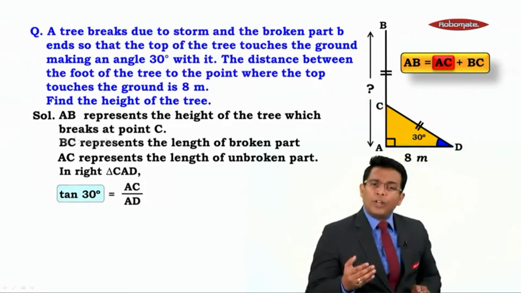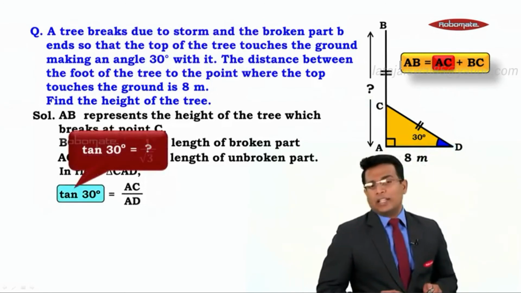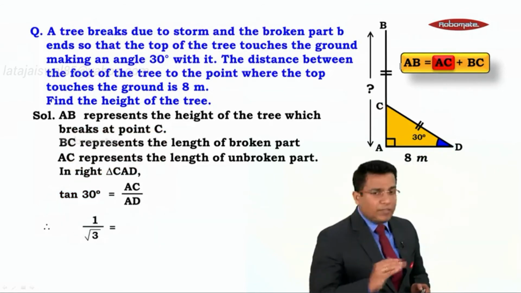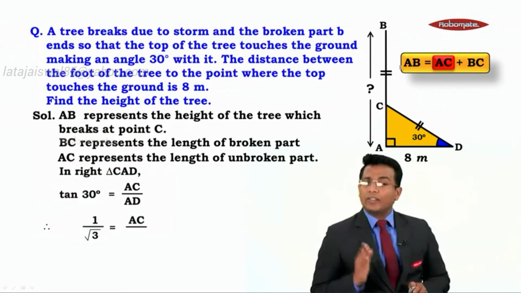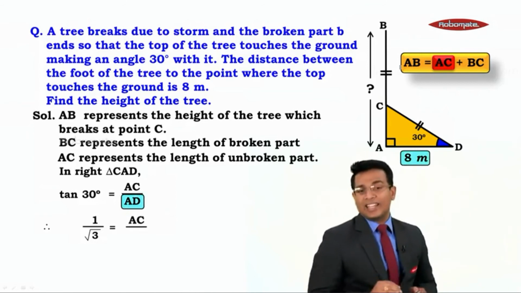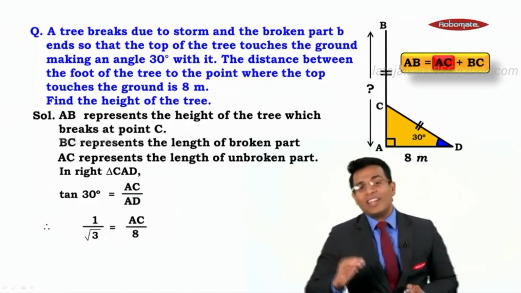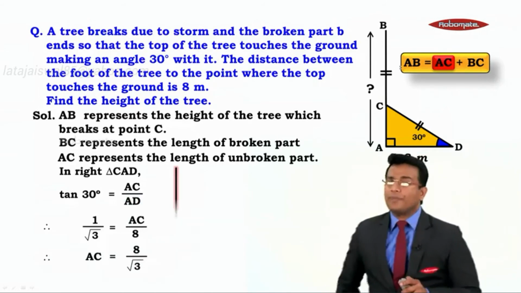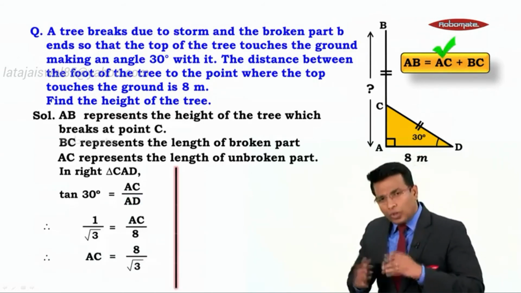Now from the table we know that the value of tan 30 is 1 upon root 3. We substitute that value there, and the value of AC we don't know, keep it as it is. The value of AD is known to us as 8, so we write 8. Now we get that AC is equal to 8 upon root 3. Now, we will not solve this further right now.